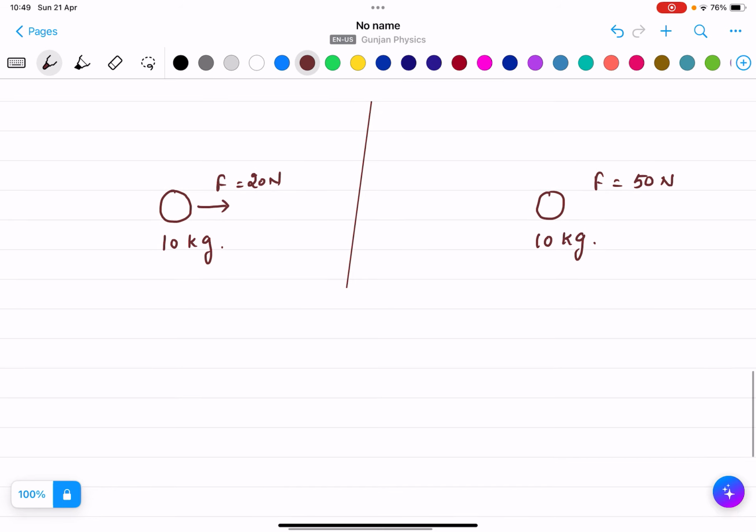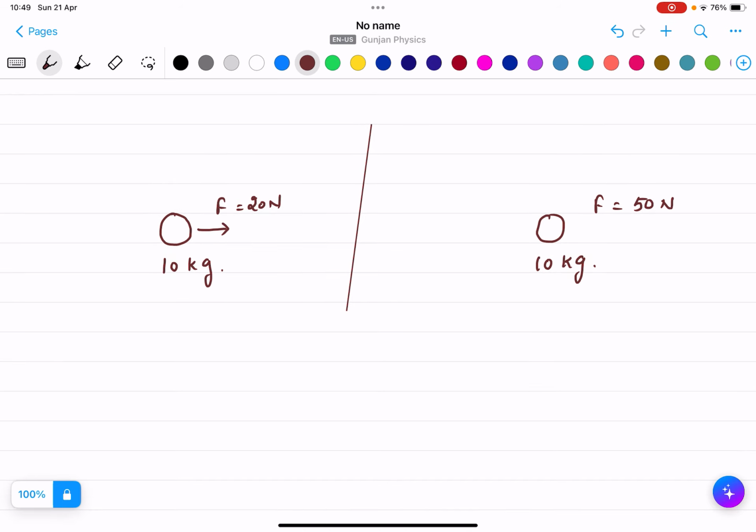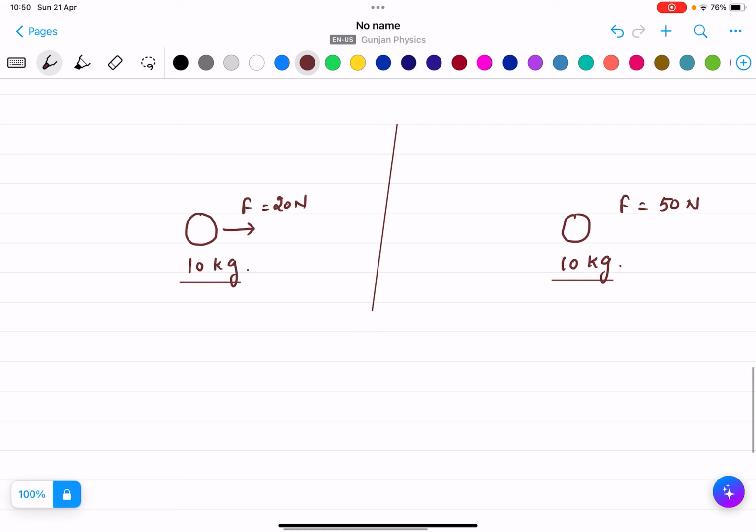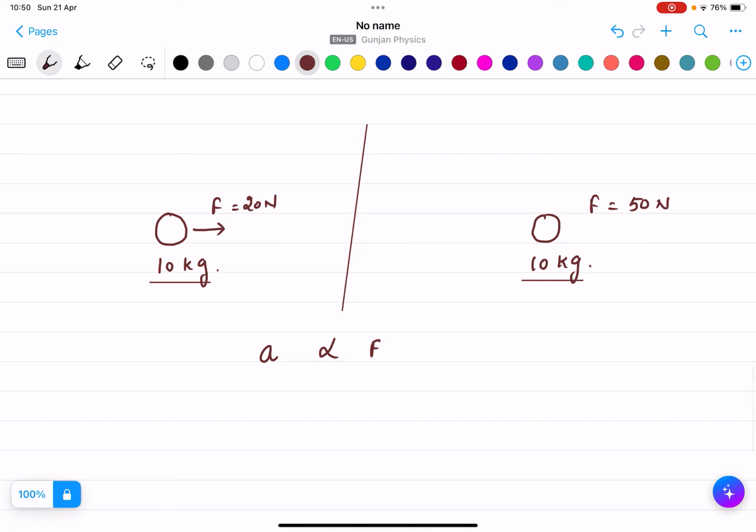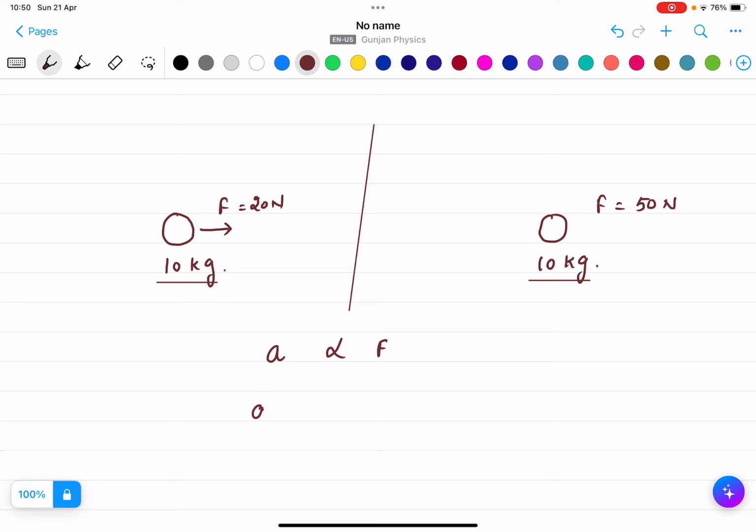Now tell me what will happen, where will the acceleration be more? Obviously the balls are of the same mass, 10 kg and 10 kg, but the force is different. This is a lesser force and this is the higher force. So where will the acceleration be more? Obviously acceleration is directly proportional to force. That means if force is more, then acceleration will always be more, and if force is less, then acceleration will be less.